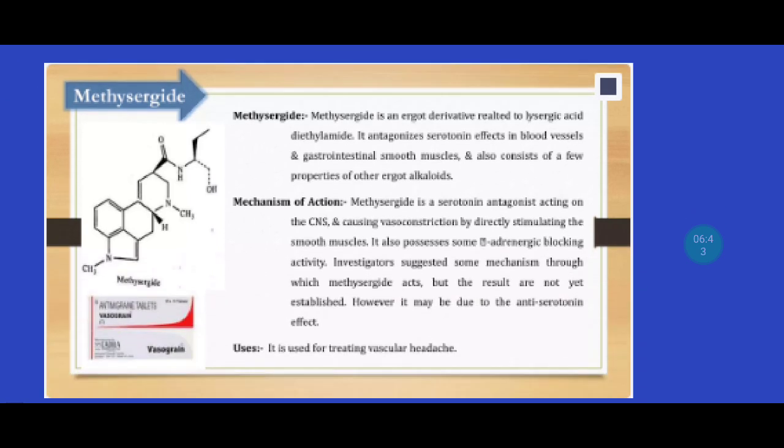Next, the last alpha adrenergic blocker is methysergide. It is an ergot derivative related to lysergic acid diethylamide. It antagonizes serotonin effects in blood vessels and gastrointestinal smooth muscles and also has a few properties of ergot alkaloids. It is a serotonin antagonist which acts on the CNS and causes vasoconstriction by directly stimulating the smooth muscles. It is used for treating vascular headache.